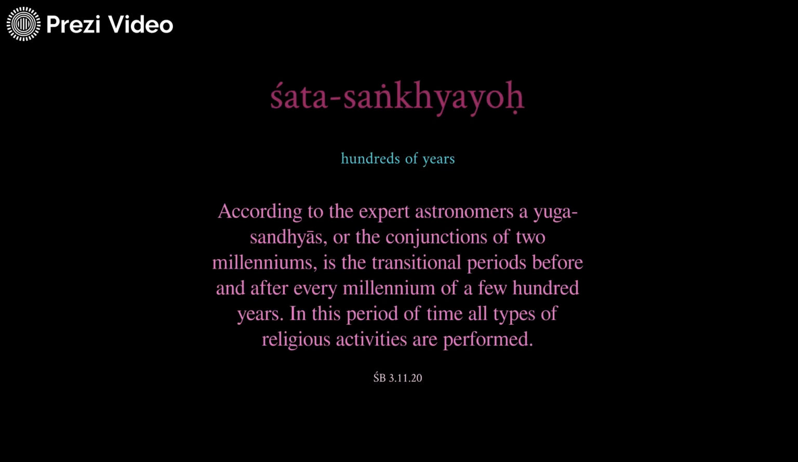Hundreds of years. According to the expert astronomers, a yuga sandhya, or the conjunction of 2 millenniums, is the transitional period before and after every millennium of a few hundred years. In this period of time, all types of religious activities are performed.